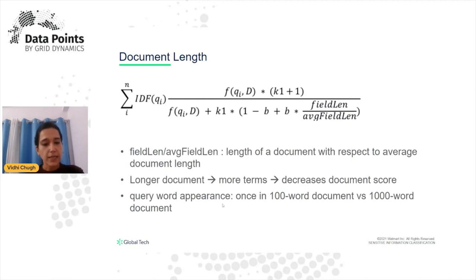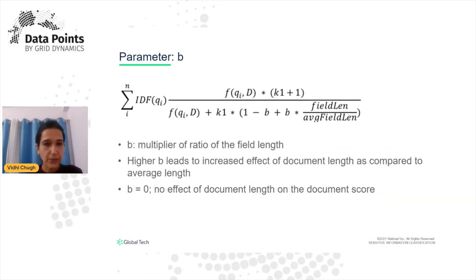And the agenda here is to make sure that if the query word is appearing, for example, just once in a 100-word document versus once in a 1000-word document, it makes a difference. As more terms increase and I'm only able to find it once in 1000 words, that means the impact is less. Okay, so the next is parameter B.